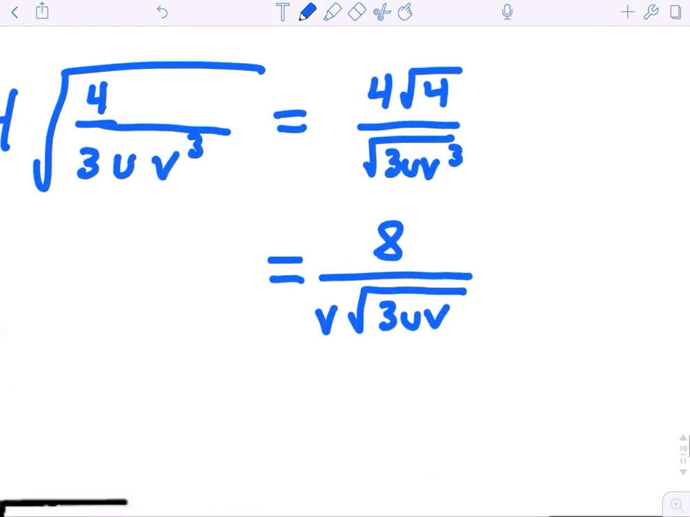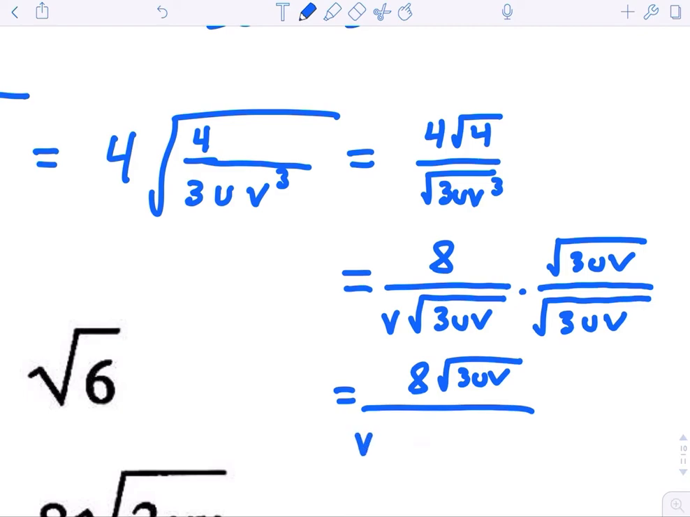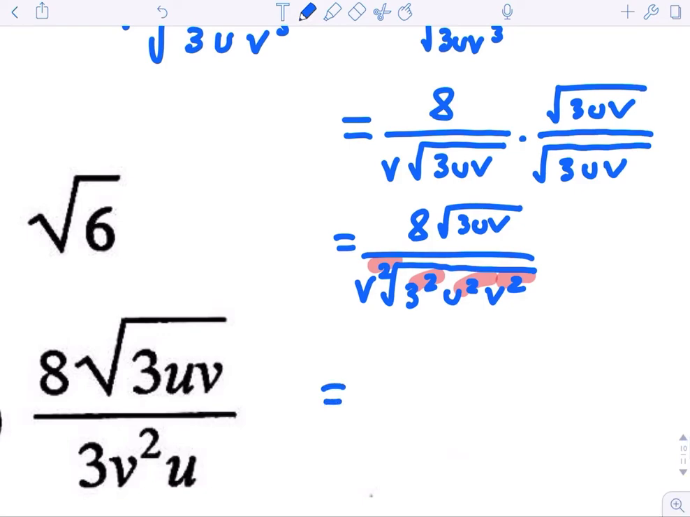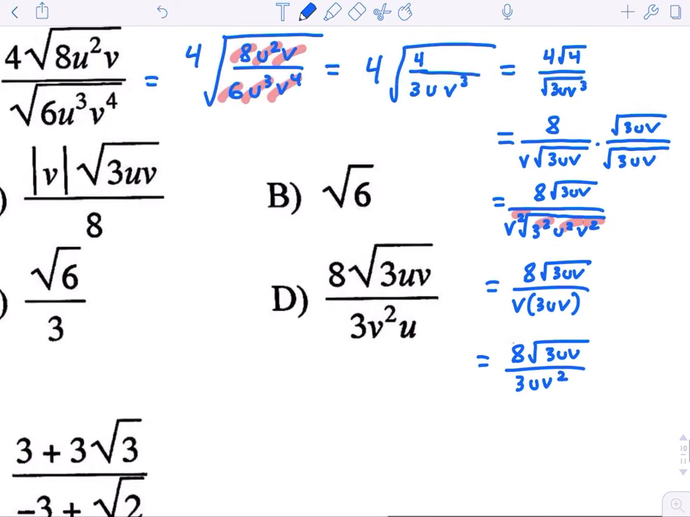Now, in order to get rid of the square root, we gotta multiply top and bottom by square root of 3uv. So equals 8 square root of 3uv all over v square root of, I'll show you guys, if you multiply them together, right? It'd be 3 to the second, u to the second, v to the second. And since this is a root of 2, that root of 2 is just going to cancel all the powers. Then all we have is 8 square root 3uv over v times 3uv, which is simply 8 square root 3uv all over 3uv squared, which looks to be d.